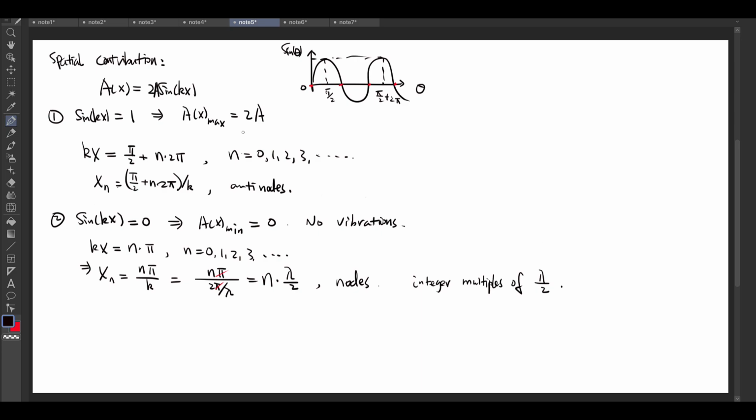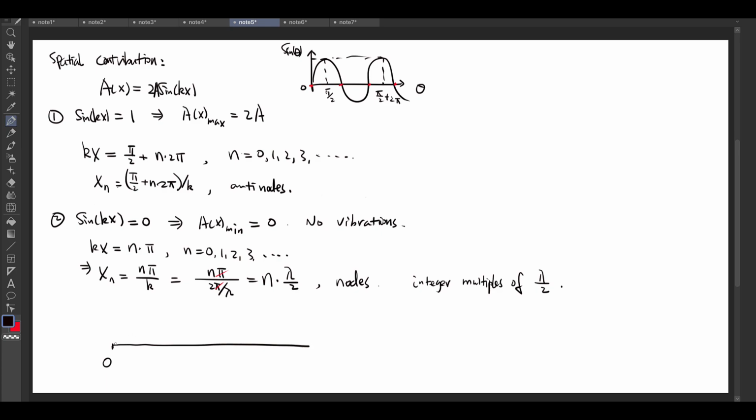So you can figure out those positions by measuring integer multiples of half wavelengths from the origin. And let's draw that situation here. So here's the string starting from 0 here.